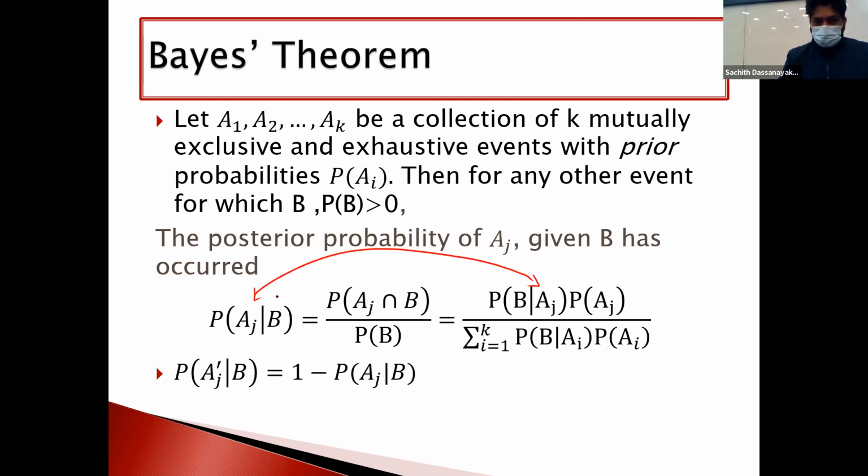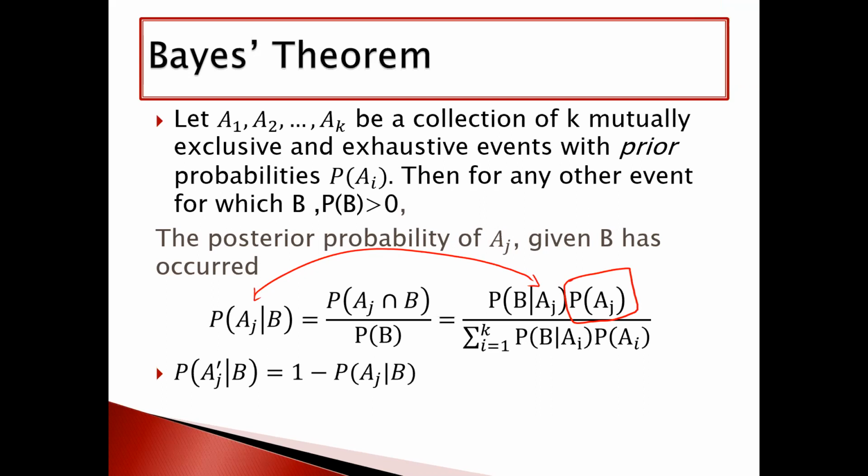So they simply interchange, times the individual probability of that particular A, divided by the summation of the numerator part. Why does i go from 1 to k? Because A has k values, k partitions.